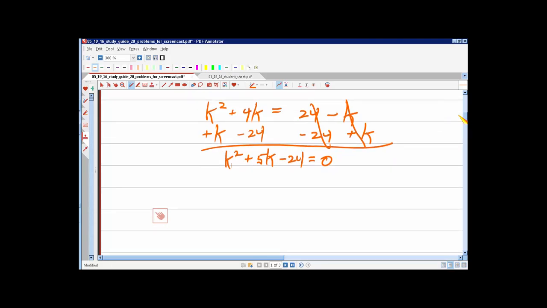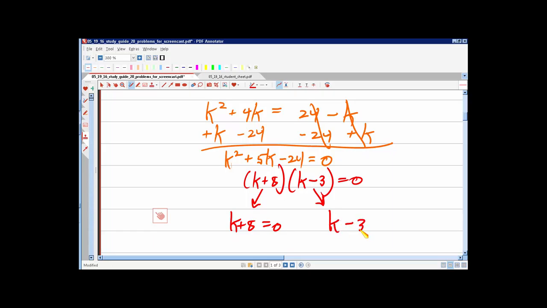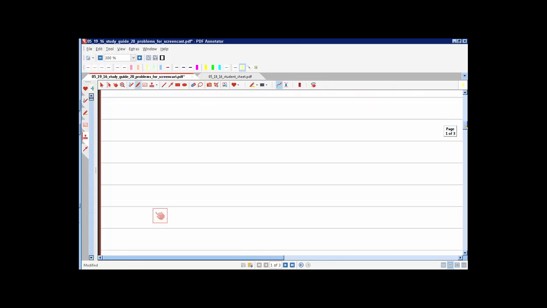Now I need two numbers that multiply to be negative 24 and add up to 5. I believe that is plus 8 and minus 3. So k plus 8 and k minus 3 is equal to 0. To solve those, you solve the two little equations, k plus 8 equals 0 or k minus 3 equals 0. This means k equals negative 8 or k equals 3. Both of those are solutions to the original equation.